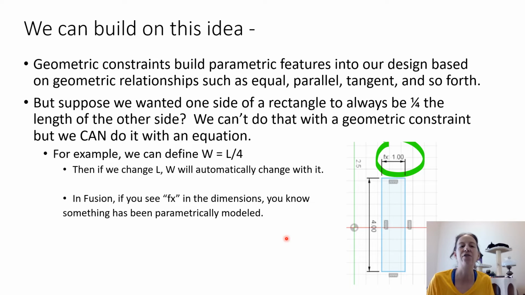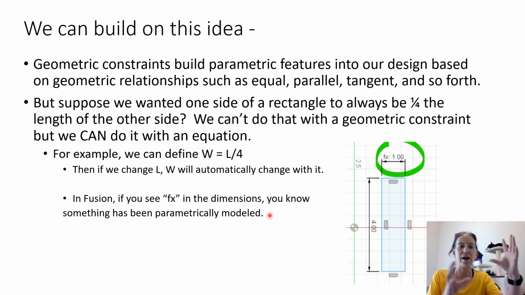In other words, we can do it with an equation. Okay, so this is where we move our math of the design from the geometry over to the algebra. So we're going to go from, hey, make these congruent, to let's define an equation. So for example, we can define the width of our rectangle to be L divided by 4.